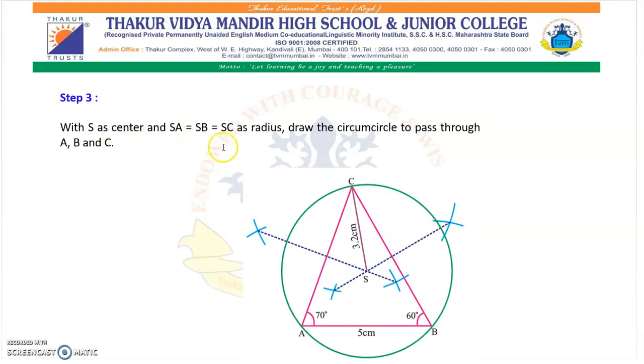Now, with S as the center and SA, SB, SC as the radius, all these SA, SB and SC will be the same, 3.2 centimeters. Draw the circumcircle to pass through ABC. We keep the pointer of the compass at point S and measure the radius 3.2. Draw a circle which touches the vertices C, B, A.